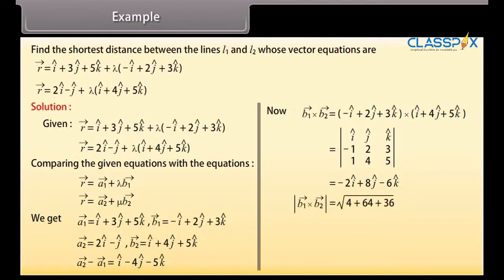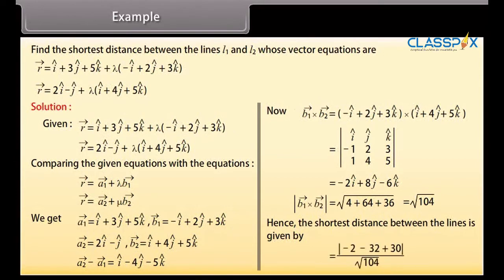Modulus of cross product of vector b1 and vector b2 equals square root of 4 plus 64 plus 36, which equals square root of 104. Hence, the shortest distance between the lines is given by modulus of (minus 2 minus 32 plus 30) divided by square root of 104, equals 4 by square root of 104.